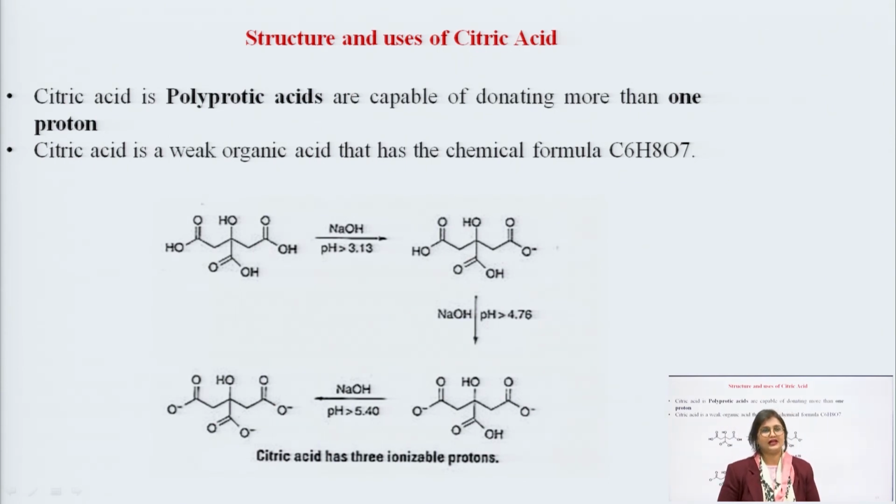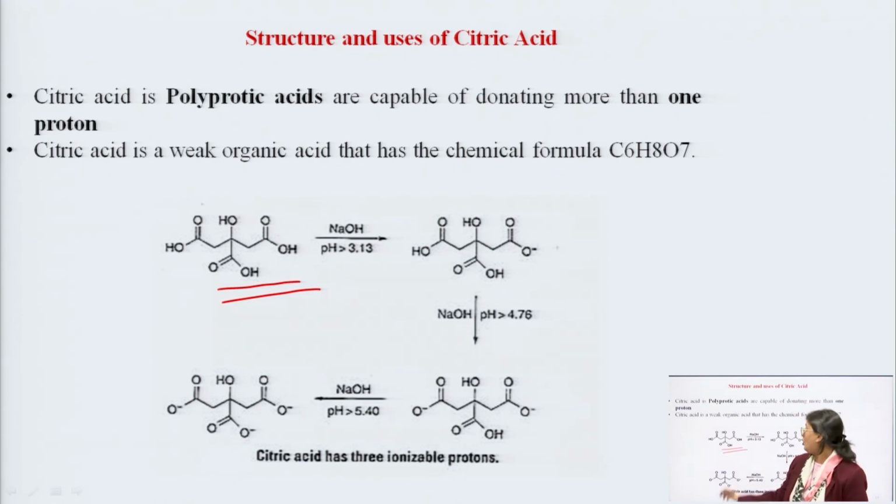Moving on to citric acid. Citric acid is a polyprotic acid and is capable of donating more than one proton. Citric acid is a weak organic acid that has the chemical formula C6H8O7. As I told you, it is a polyprotic acid, so it has the ability to donate more than one proton. Hence the name polyprotic acid.